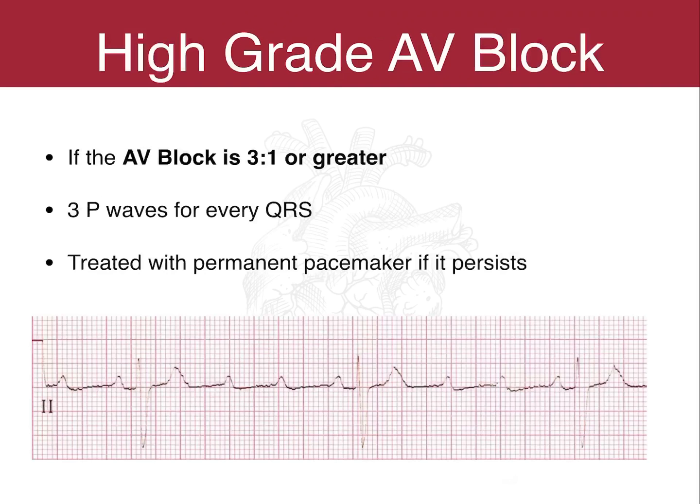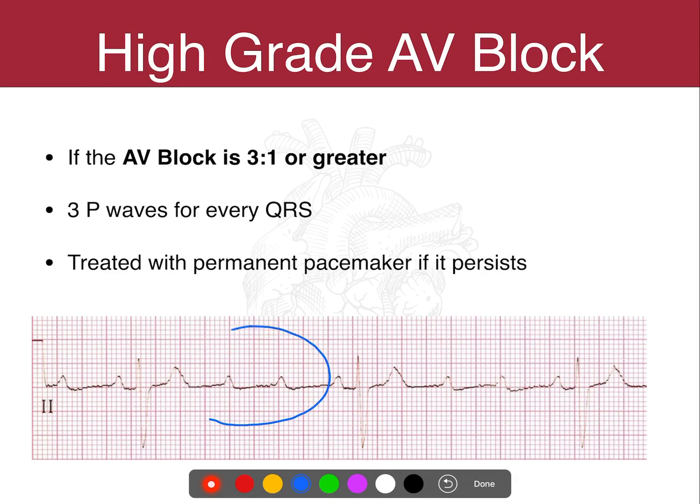So high-grade AV block looks very similar to a Mobitz 2, except the AV block is a 3-to-1 or greater. So instead of just one dropped QRS complex, now we have multiple QRS complexes that are missing back to back. So if there were a conducted P wave and then a conducted QRS complex, that PR interval would remain the same. However, when we get dropped QRS complexes, we have multiple.